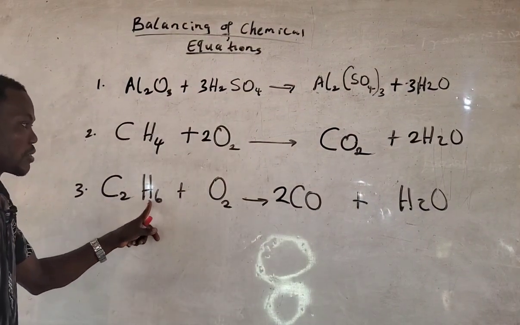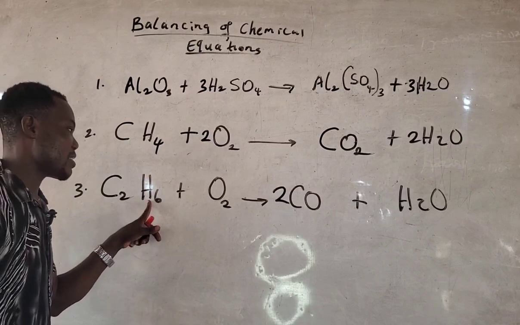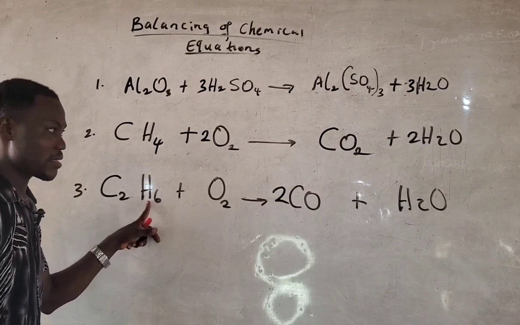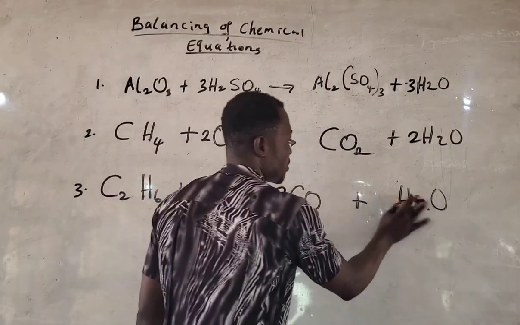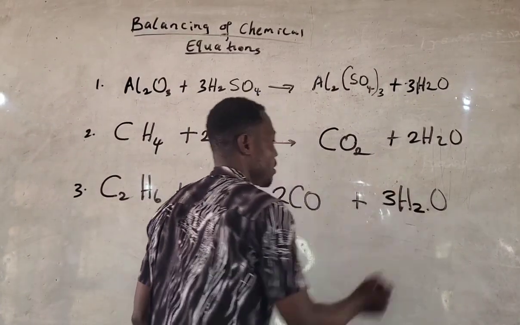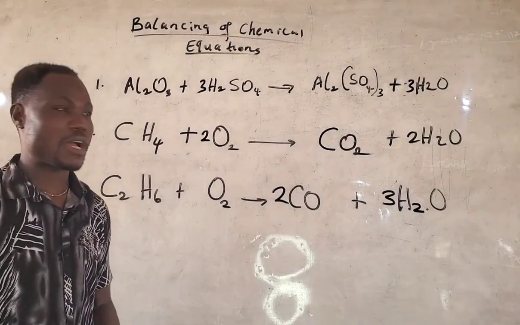Then let's come to hydrogen. Hydrogen is 6 here, and it is 2 here. So how will I balance? This is 2, so I have to put 3 here. So it's balanced. We have 6.